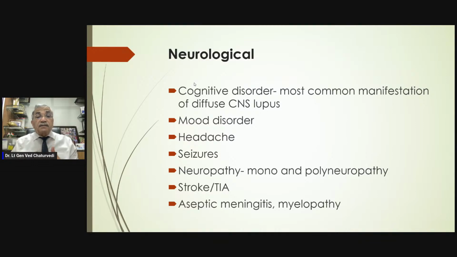They have never bothered to ask about other symptoms, like do you have any hair loss, do you have oral ulcers. So we always keep telling our neurophysicians that if you have a patient with seizure, kindly think of lupus also. Mood disorders, they will keep going to psychiatrists. Cognitive disorders are the most common manifestation of diffuse disease. They can present as stroke, neuropathy. So they are all going to the neurophysician. Aseptic meningitis, myopathy, myelopathy.